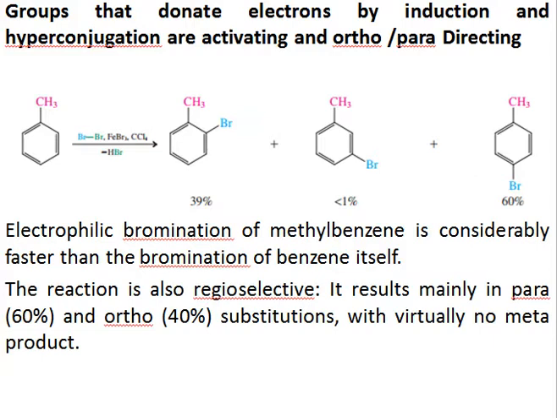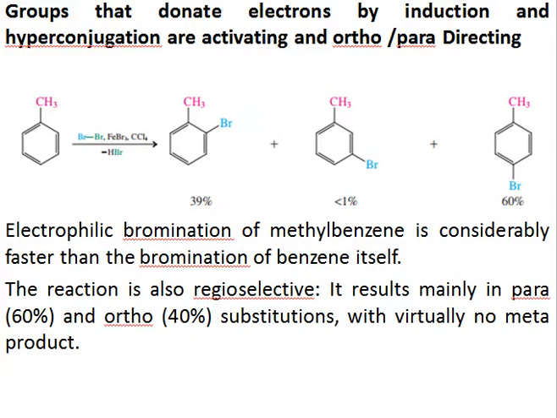So firstly, we consider the groups that can donate electrons by inductive effect as well as hyperconjugation effect. Those groups which donate by inductive effect and hyperconjugation effect are activating, they will increase the rate of reaction, and they are ortho-para directing, as we have seen in the previous lecture.